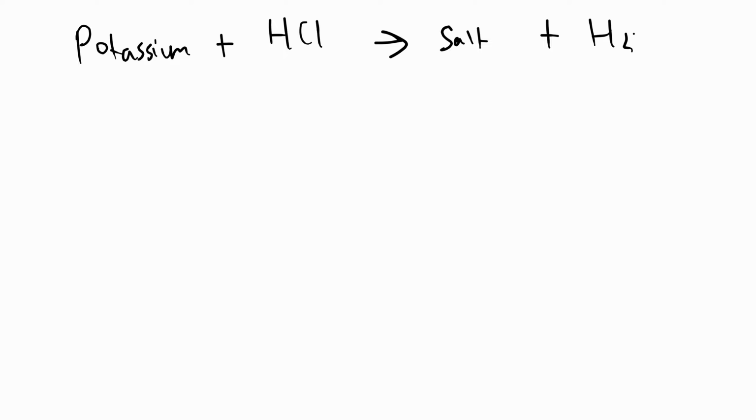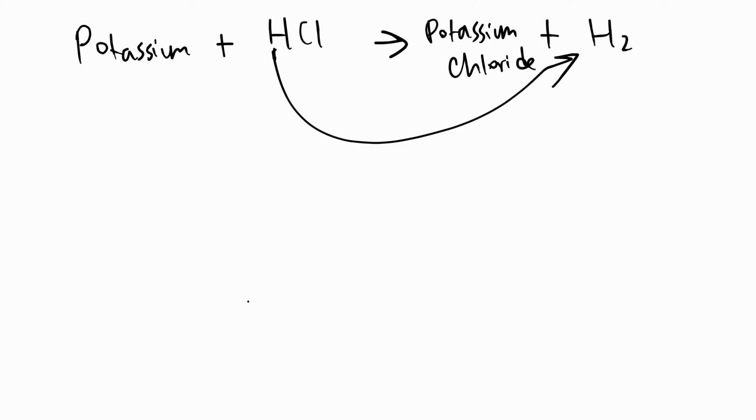The hydrogen gas is going to be the same. Well, what would the salt be? It's going to be potassium chloride. It forms potassium chloride because of the hydrogen in hydrochloric acid, right? That's just going to go to form the hydrogen. So we have potassium and we have the chlorine left, so the two are going to react and form potassium chloride.